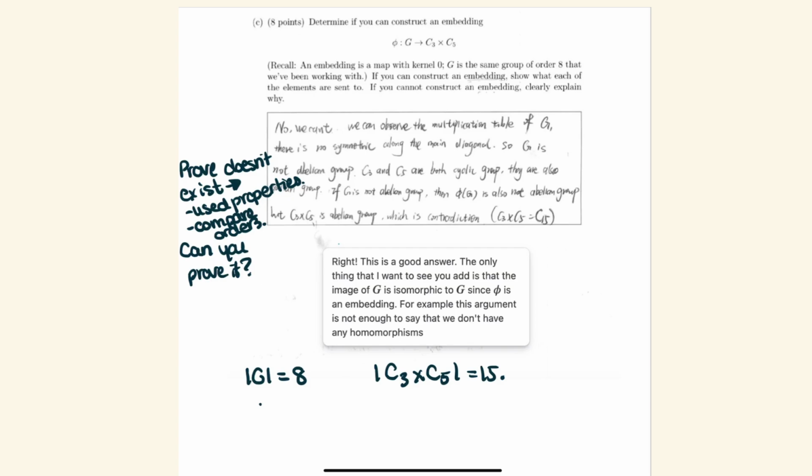And so the order of the image of this map is going to be equal to the order of G. And so that's going to equal 8. But 8 does not divide 15. And that is what would be required in order for us to actually get an embedding, right? Because we need it to lie within C3 cross C5.